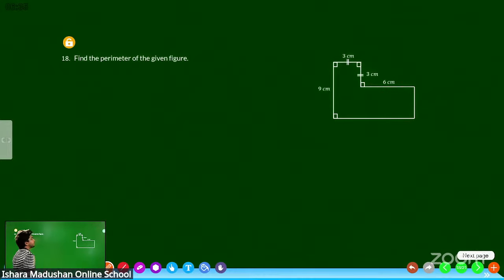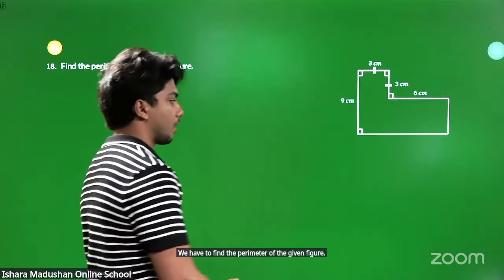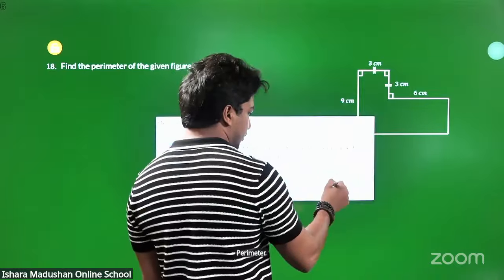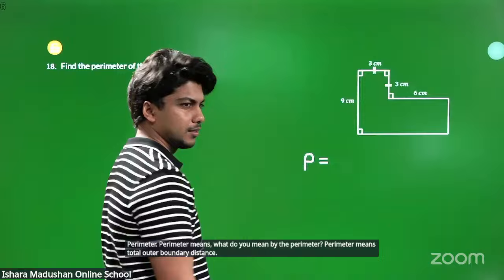Puta, we have to find the perimeter of the given figure. Perimeter. What do you mean by the perimeter? Perimeter means the total outer boundary distance of a closed plane figure.